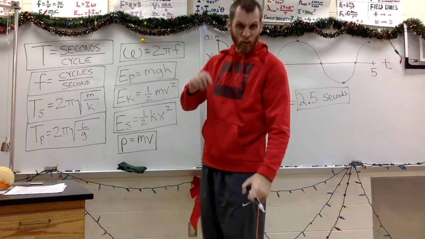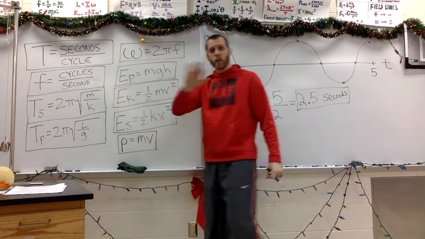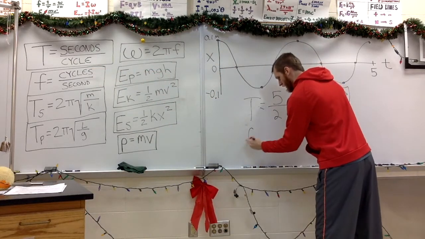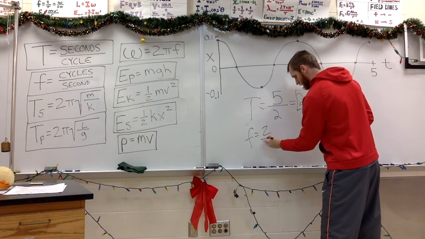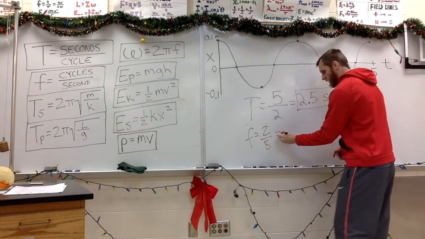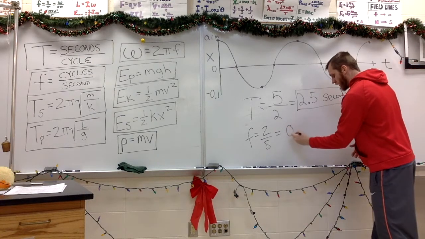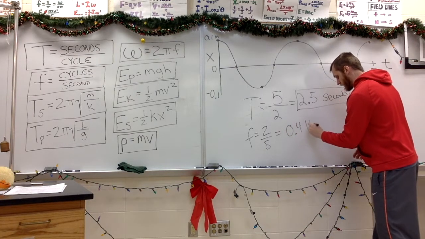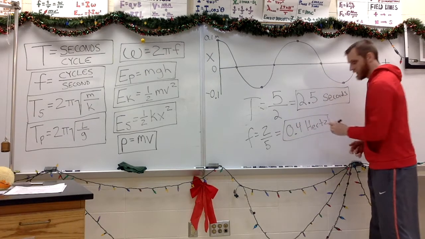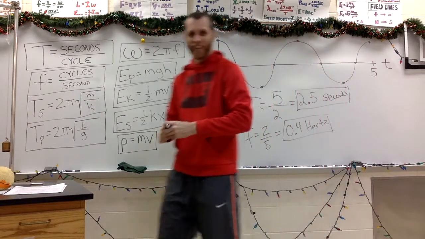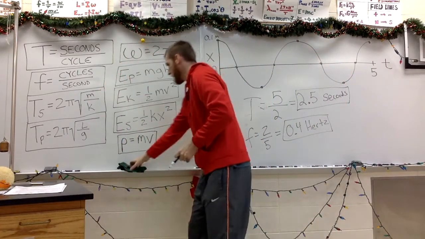Now, let's figure out our frequency. Frequency is cycles per second, or hertz. So frequency is cycles. In this case, it went through 2 complete cycles in 5 seconds. So that's 0.4 cycles per second, or 0.4 hertz. Man, just doing all this math makes my brain hurt. Okay, so now we have period and frequency down. Let's go through some more.